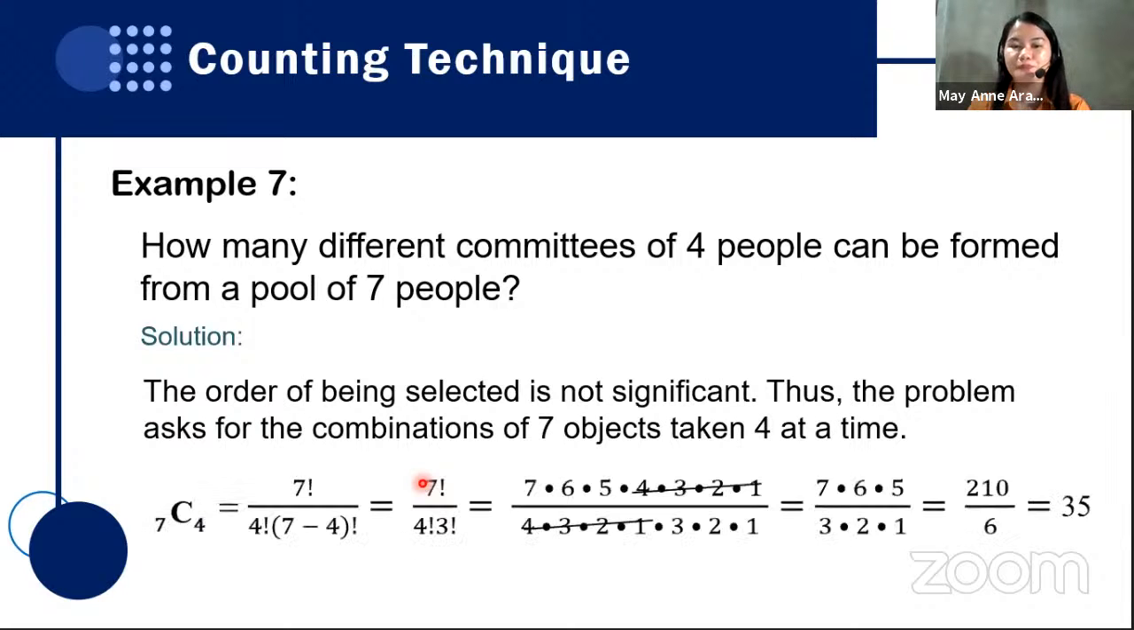So for the solution, it's just 7C4. Substitute 7 factorial over 4 factorial times the quantity 7 minus 4 factorial. Just cancel the larger factorial, which is 4. Then simplify 7 times 6 times 5, or you can cancel the 6 and 6 here. Then just multiply 7 and 5. You have 35. And this is for the combination. It's just selection, and it doesn't matter what the order of your selection is. Okay, combination.